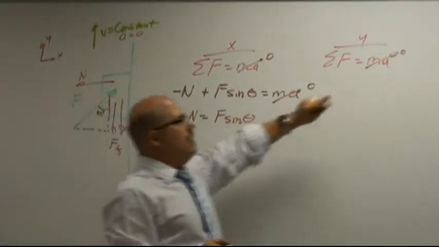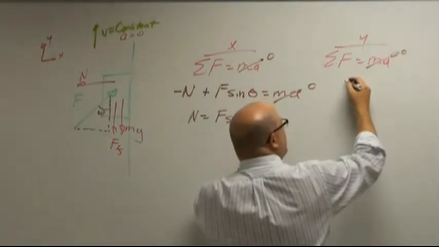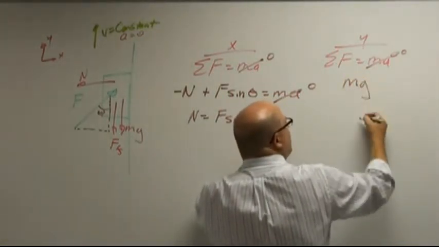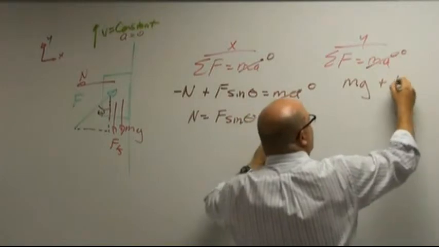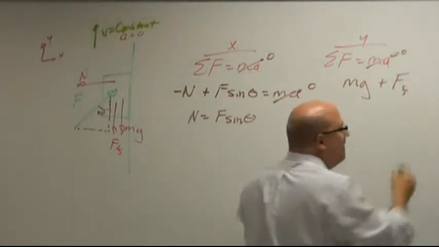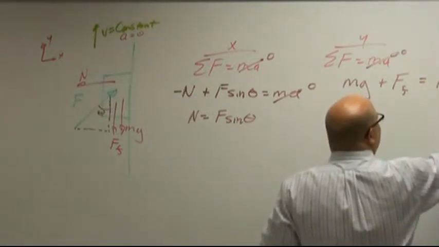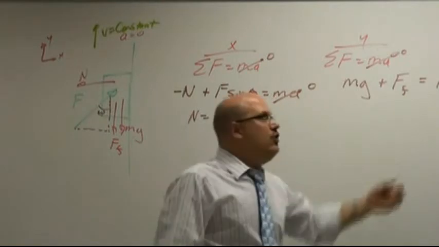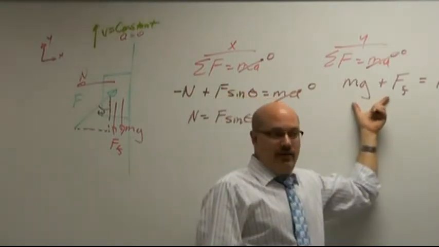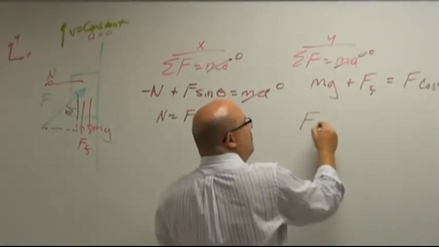What goes over here then? All my y forces. Friction, gravity. Well, negative gravity, negative friction, equals the y component, F cosine theta. You could have put these as negative if you liked. What some students will do is they'll do this.